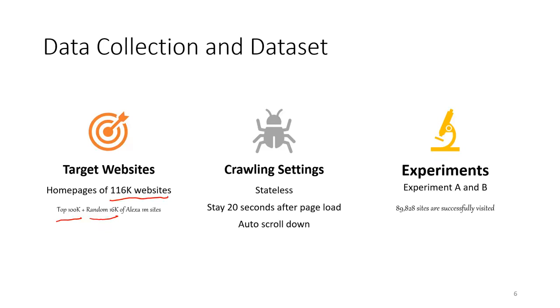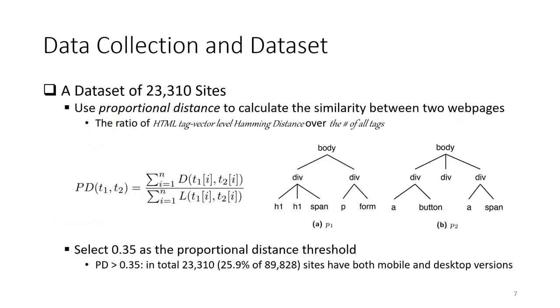And with the same targeted websites and the same crawling settings, we run the data collection experiments twice. We refer to them as experiment A and B. So in total, over 89,000 websites are successfully visited. From all the successfully visited websites, the next thing we did is selecting all the websites that have both mobile version and desktop version web pages.